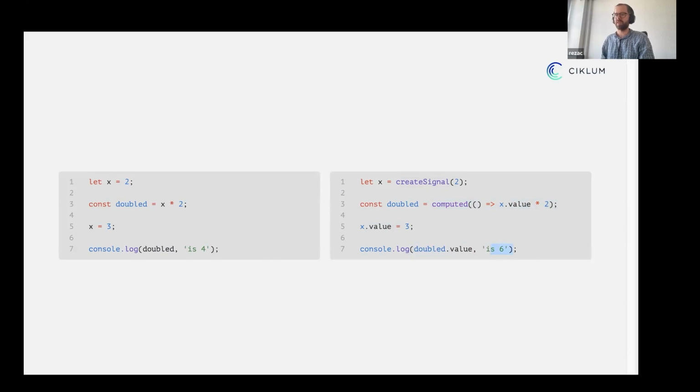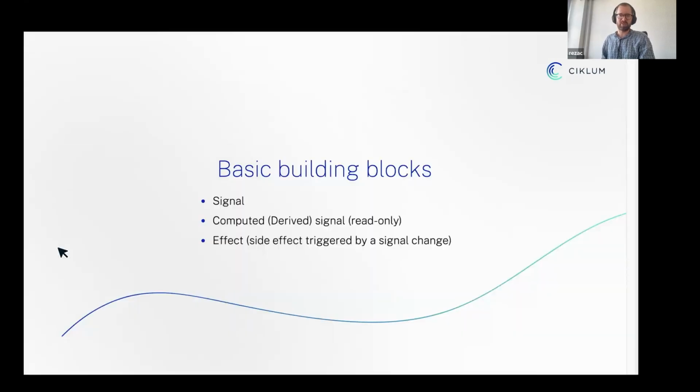And now let's talk more about those very basic blocks. We have the signal, and we have the computed that we already went through. Just note that the derived or computed signal is actually read-only, because you cannot assign any values to it. It's just derived from other signals. And then we have effect. It was not in the example.